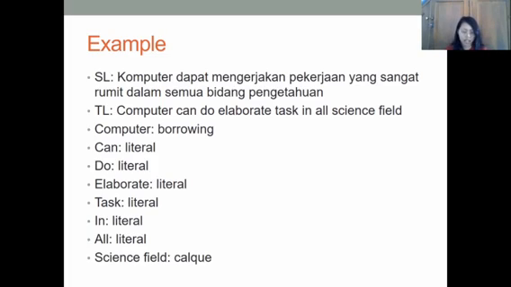And next is calque. The reason I categorize science field as calque is because this is a noun phrase, and in direct translation we transfer the same structure from the source language, bidang pengetahuan, into the target language, science field. That's all from me. Another explanation of the example will be explained by my friend Andrea. Thank you.